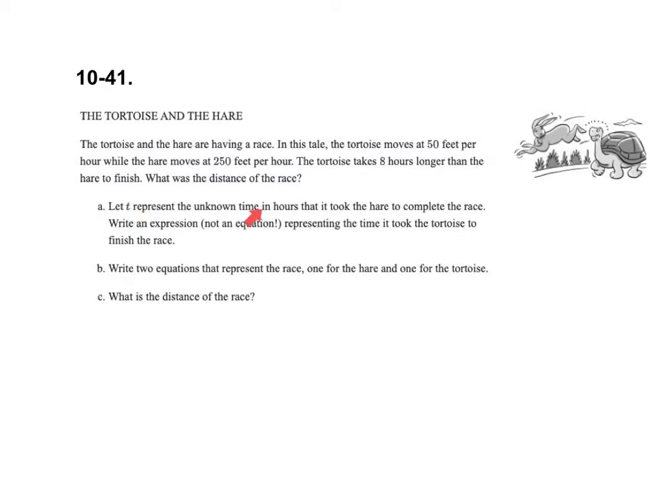Let t represent the unknown time in hours it took the hare to complete the race. Write an expression, not an equation, representing the time it took the tortoise to finish the race. So let's take our key information out of the question here. So the tortoise moves at 50 feet per hour, and the hare moves at 250 feet per hour. The tortoise takes 8 hours longer than the hare to finish.